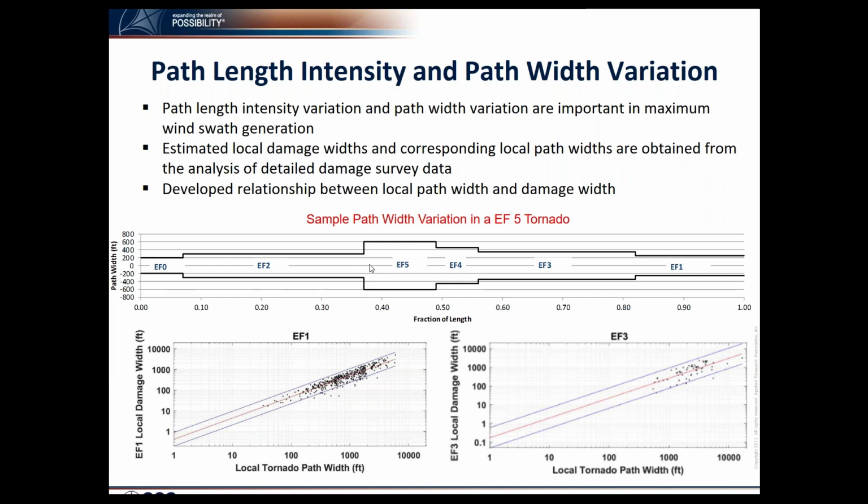As mentioned, RMW is modeled using maximum damage width. So for the local maximum damage width and local path width data that Mark talked about in his presentation, we developed a model for the local damage width as a function of the local path width. And in the simulation, when we have the local path width, we then get the local damage width, and from the local damage width, we get the RMW. And these models are not regionally dependent, so we developed them for all regions.